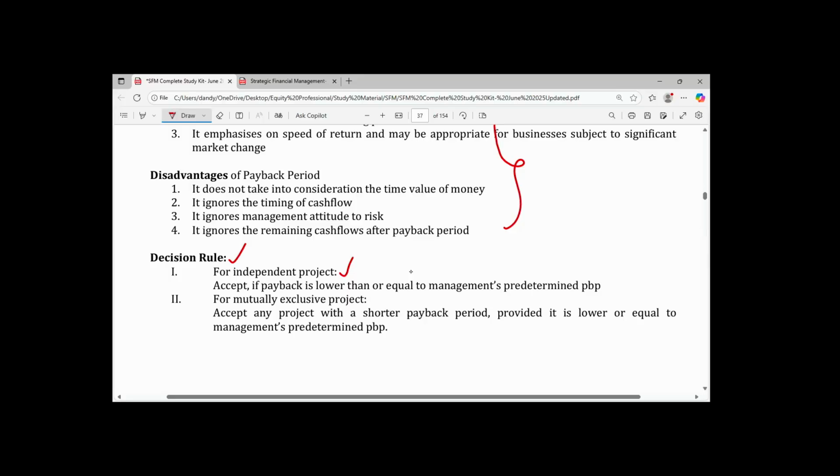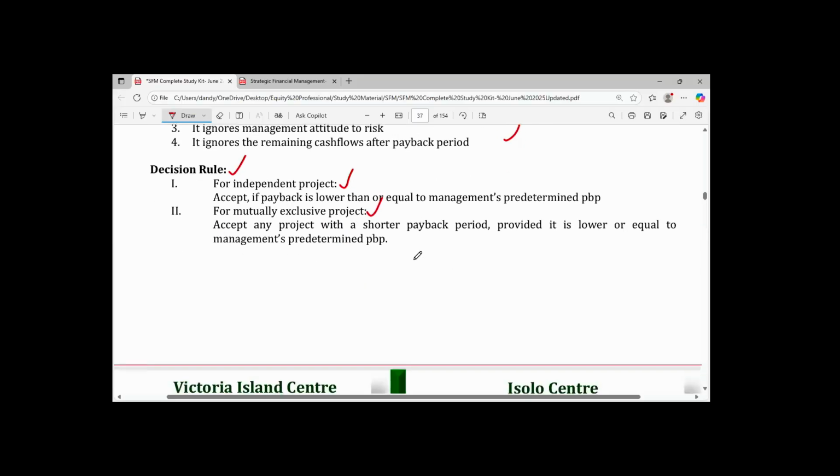For mutually exclusive projects, accept any project with a shorter payback period, provided it is lower or equal to the management predetermined payback period. For mutually exclusive projects, accept any project with a shorter payback period, provided it is equal to or lower than the management targeted payback period. What do I mean by this?